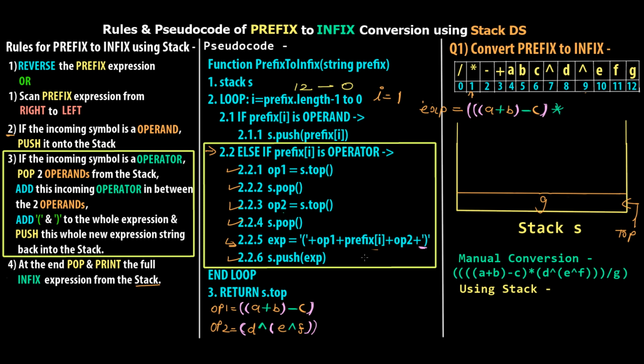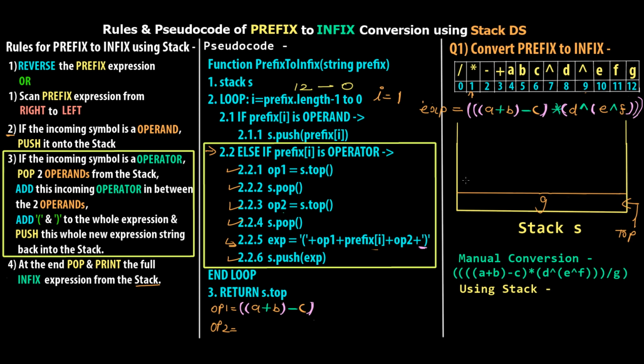Then we have op2. What is op2? op2 is this sub expression. Let's take this and paste it over here. And lastly we have one extra closing bracket. So let's add that closing bracket. Okay, there you go. And then at 2.2.6 this expression is pushed onto the stack.